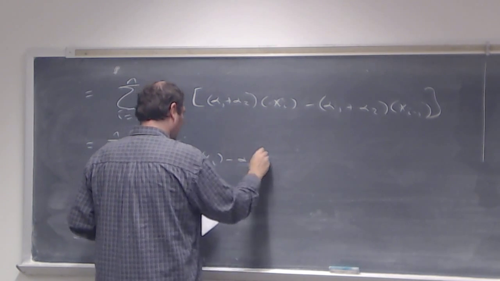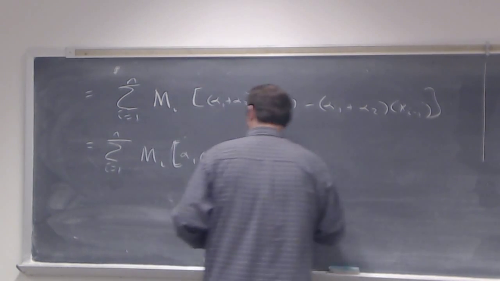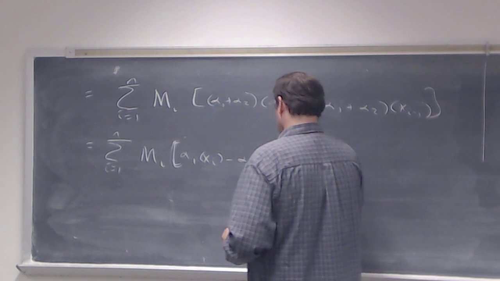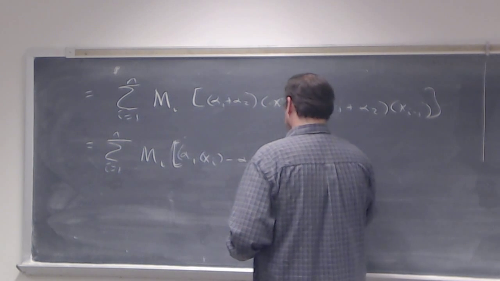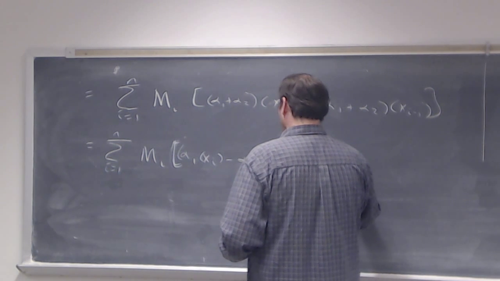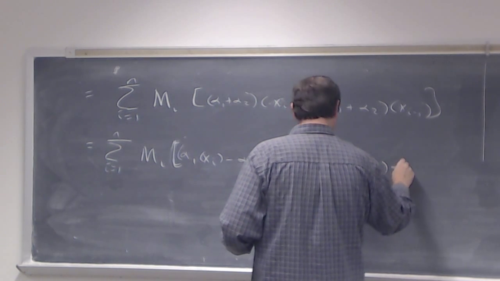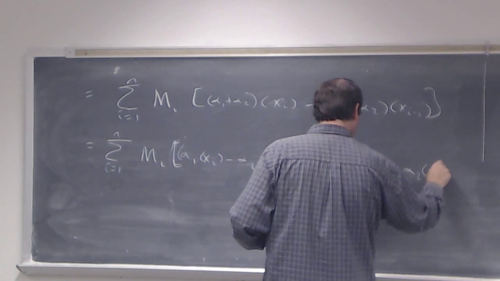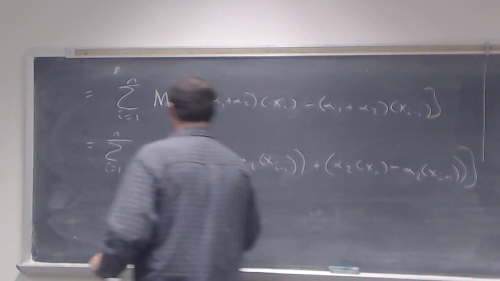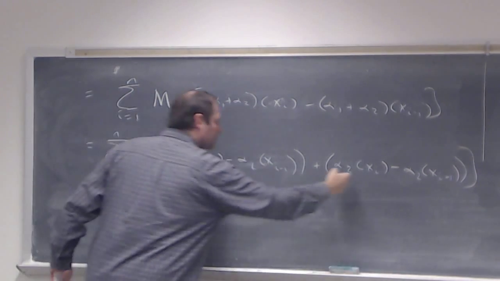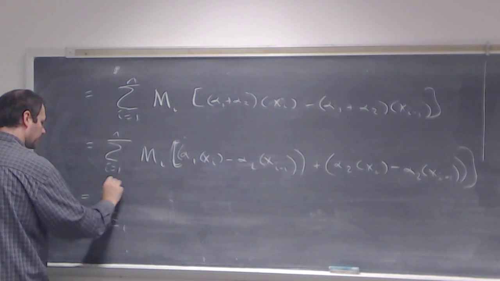Acting on x sub i, this is x sub i minus 1. Let's put that in parentheses. And then it would be plus alpha sub 2 acting on x sub i minus alpha sub 2 acting on x sub i minus 1. I think I'm being a little bit too careful here. So it's m times all that. So it's m times this guy plus m times this guy. You're summing those up, so we break those up into two sums.